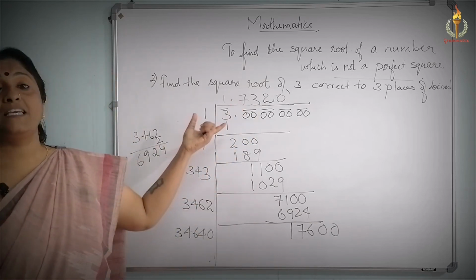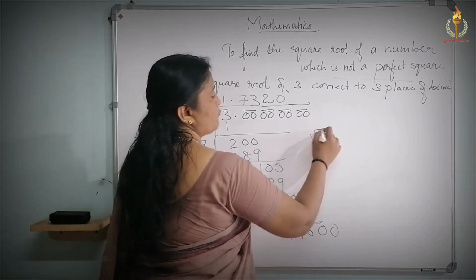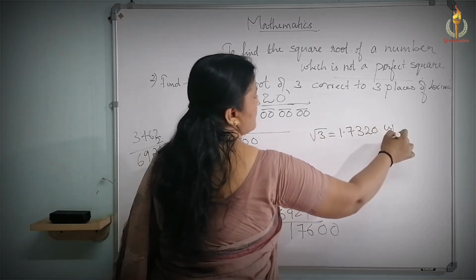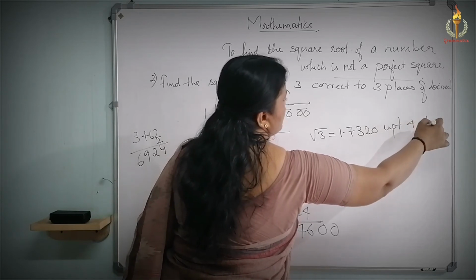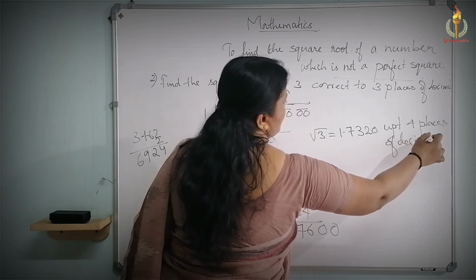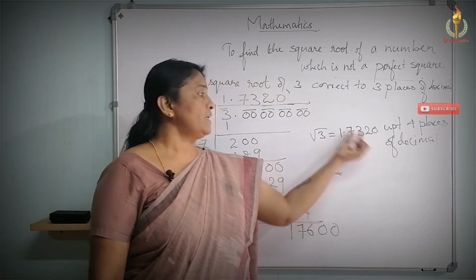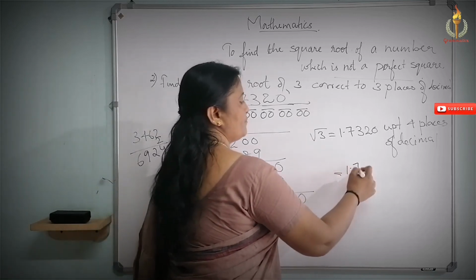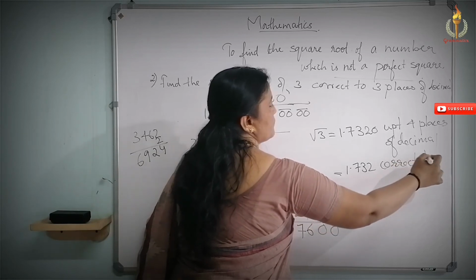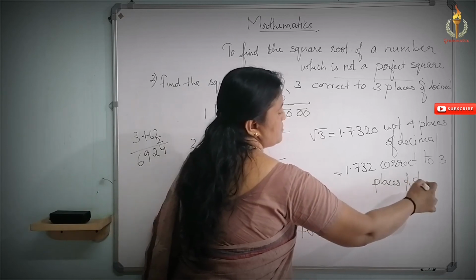So root 3 is 1.7320. So the value of root 3 is equal to 1.7320. This is up to 4 places of decimal. You need to write this, okay? And when you are rounding it up, since the last digit is 0, it is 1.732, correct to 3 places of decimal. And this is your final answer.